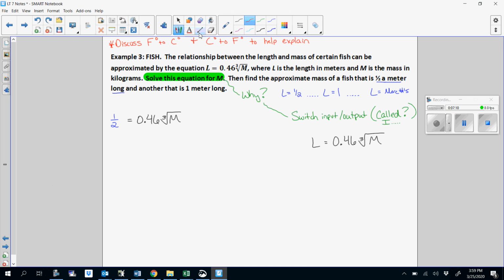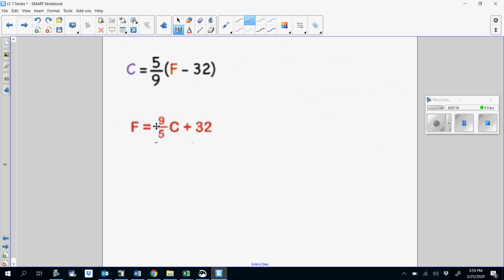Let's discuss Fahrenheit to Celsius and Celsius to Fahrenheit real quick. The first equation versus the second equation here. Let's just say 32 degrees Fahrenheit. What is Celsius at 32 degrees Fahrenheit? Well, it's 0. If you plug in 32 for F and subtract 32, it's 0 times 5/9. Well, that tells you C is 0.